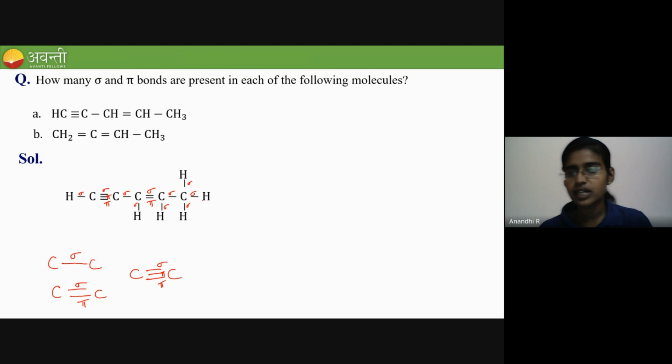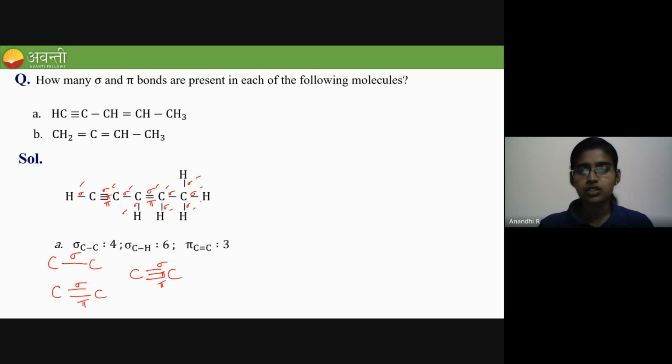Have you calculated how many sigma bonds there are? 1, 2, 3, 4, 5, 6, 7, 8, 9, 10. Right? 10 sigma and 3 pi bonds. So C-C sigma is 4 and C-H sigma is 6. So totally 10 sigma and 3 pi.